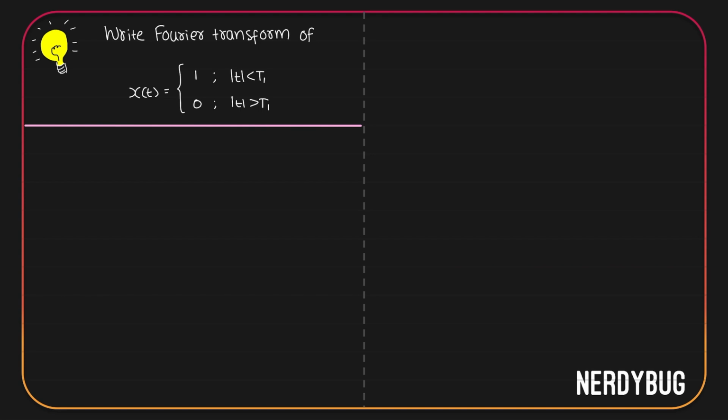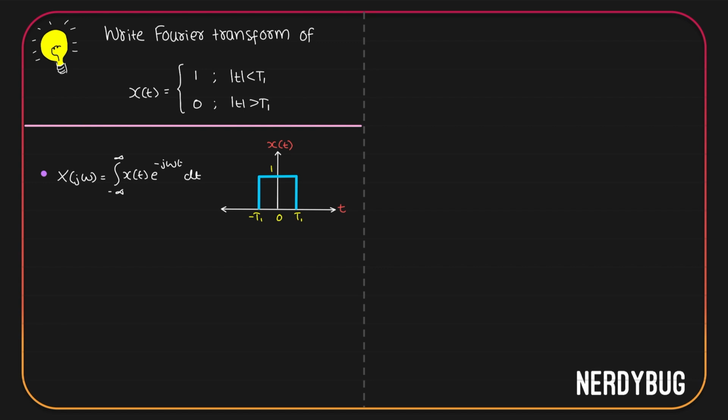In the next question, we have to write the Fourier transform of x of t. X of t is defined like this. It is 1 for mod t less than t1 and it is 0 for mod t greater than t1. On a graph, it will look like this. Between minus t1 and t1, we have 1 and at every other time, it is 0. Now, we know X of j omega is given as integral from minus infinity to infinity x of t e raised to minus j omega t dt.